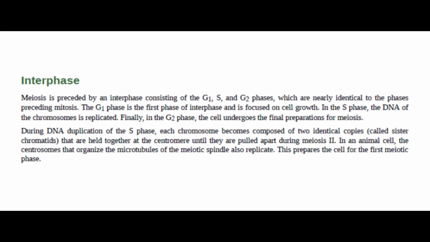During DNA duplication of the S phase, each chromosome becomes composed of two identical copies called sister chromatids that are held together at the centromere until they are pulled apart during meiosis II. In an animal cell, the centrosomes that organize the microtubules of the meiotic spindle also replicate. This prepares the cell for the first meiotic phase.